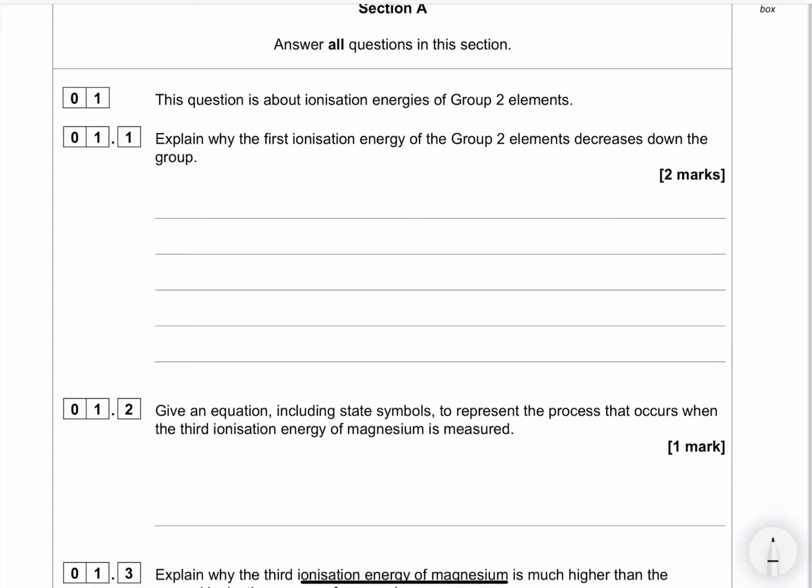This question is about ionisation energies of group 2 elements. Explain why the first ionisation energy of the group 2 elements decreases down the group.